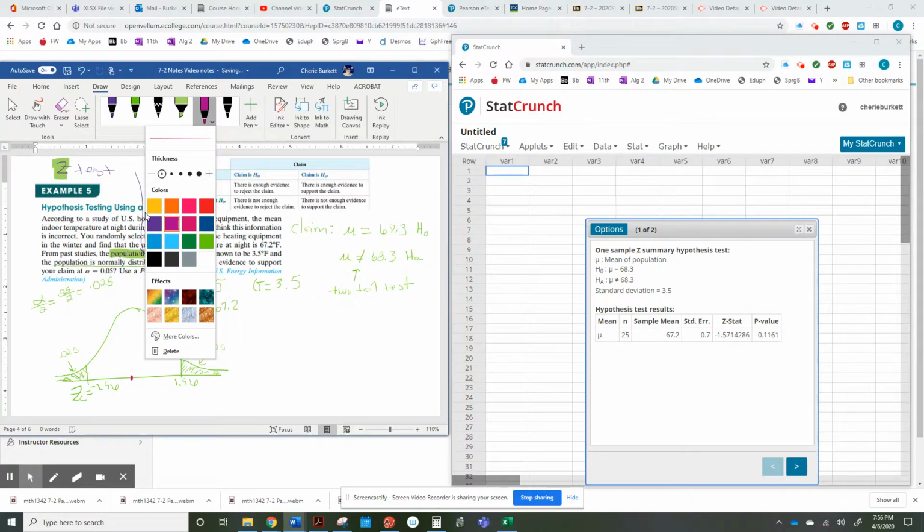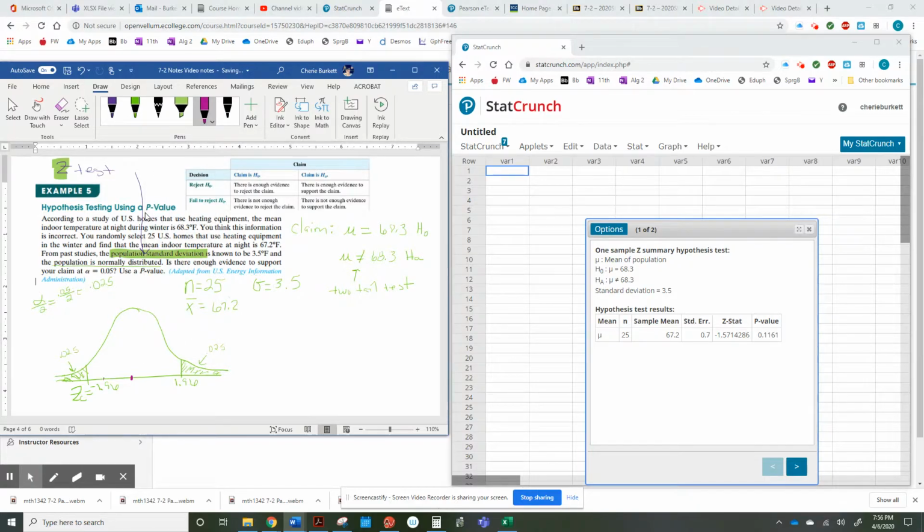Okay, and this is negative 1.96. So we know that negative 1.57 is not going to be over as far as negative 1.96. So my z-score is not in my shaded section.